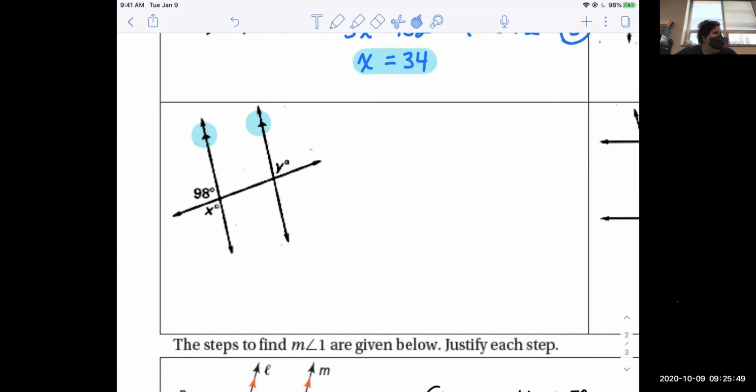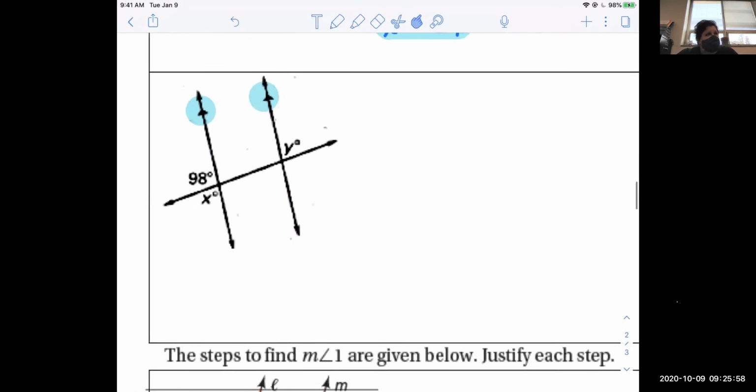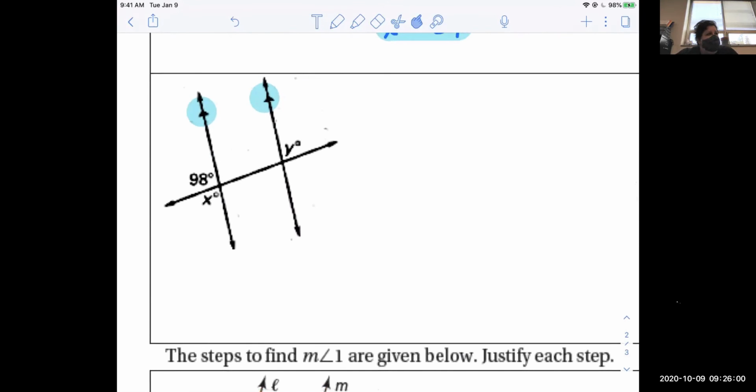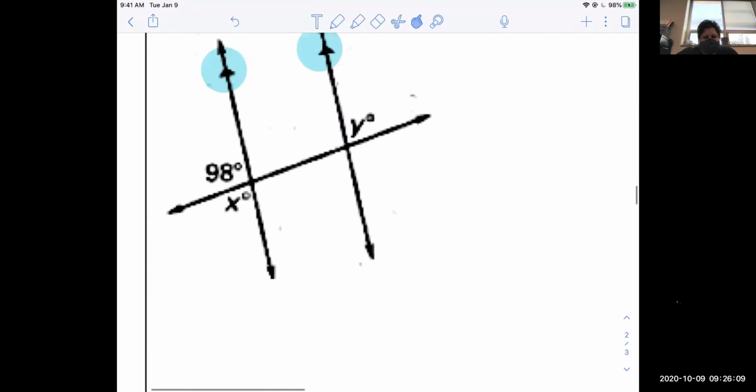All right, Zach, tell me either X or Y's value and how you know. X is what? Okay, so this is a line, right? Does 98 plus 98 add to 180?